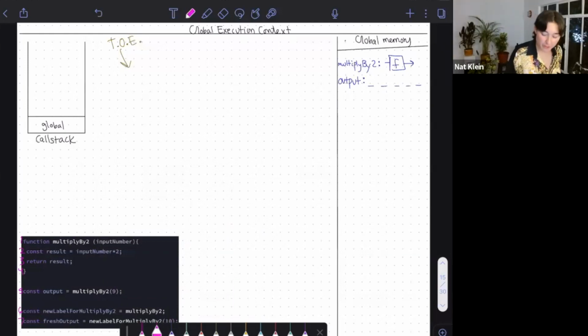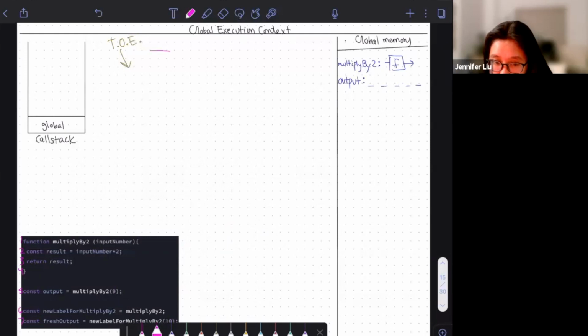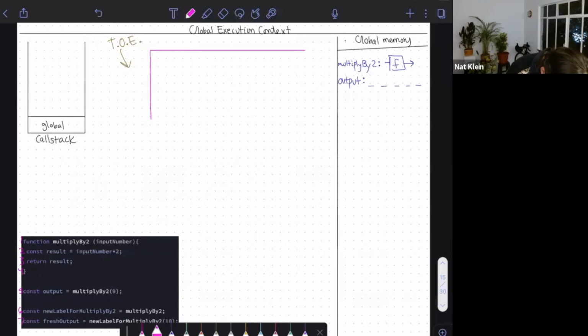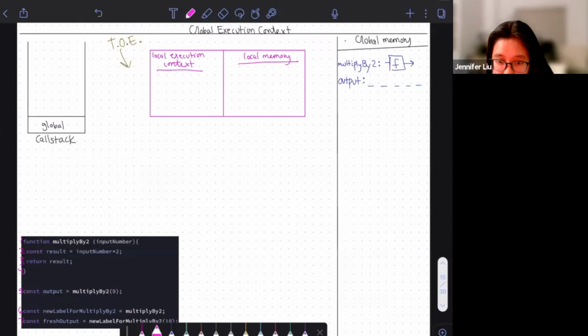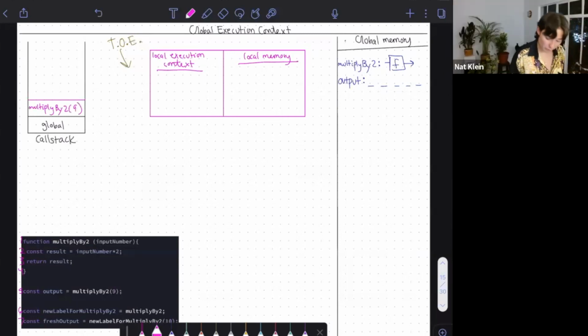Yep, beautiful technical communication. Because we are invoking a function, what do we need to open up? A local execution context. Right. So here we have our local execution context, and within here we've got our local memory. And what happens simultaneously as we open up this execution context? We're going to add the multiply by 2 stack frame to the call stack, and we're going to weave the thread of execution to the local execution context. Awesome. Yes, we push this multiply by 2 stack frame onto the call stack, and our thread of execution weaves into the local execution context of multiply by 2.